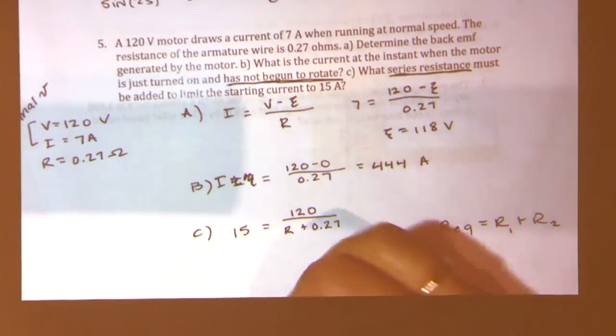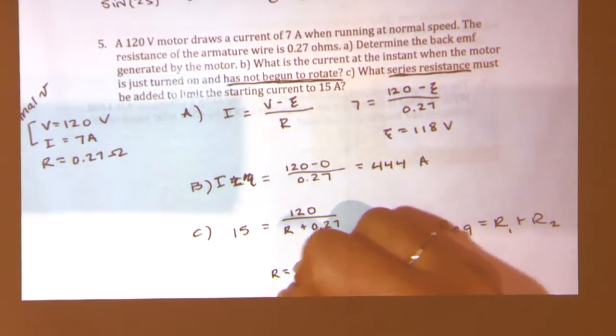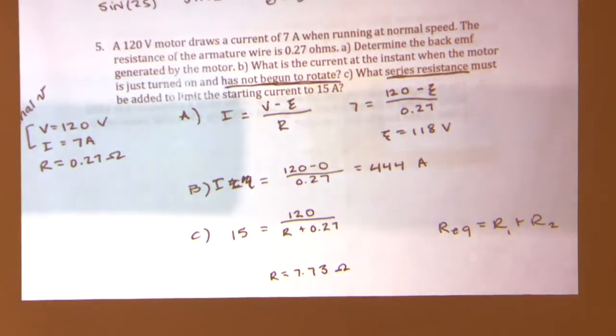I got it to be 7.73 ohms. So that means we would have to add 7.73 ohms of resistance in series to this current 0.27 to get our current to 15.